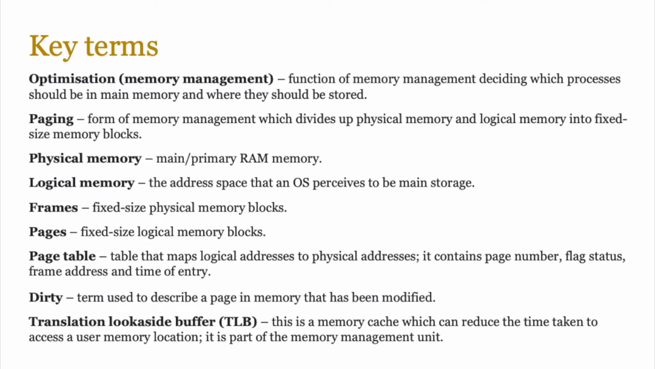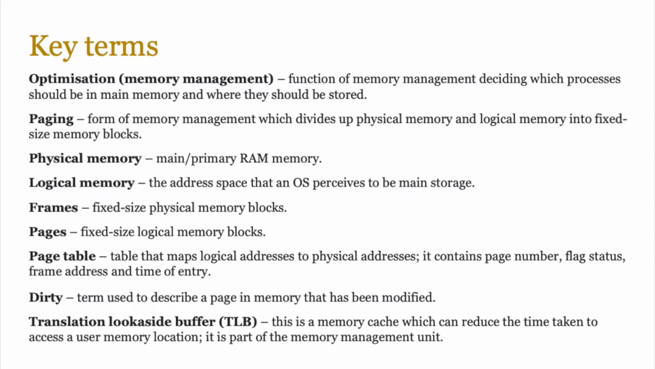We're going to start off with optimization, which basically is a function of memory management which decides which processes should be in the main memory and where they should be stored. Paging is a technique which divides up physical memory and logical memory, which basically is storage on your SSD, into fixed size memory blocks. The physical memory is obviously the RAM, the logical memory is the address space that an operating system perceives to be the main storage, and it could be something on an SSD or HDD or even a USB if needs be.